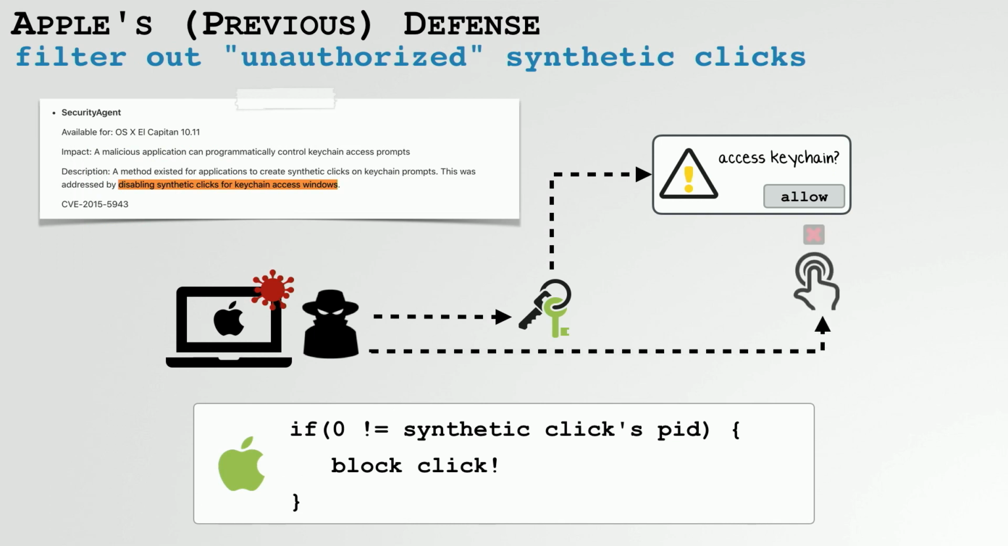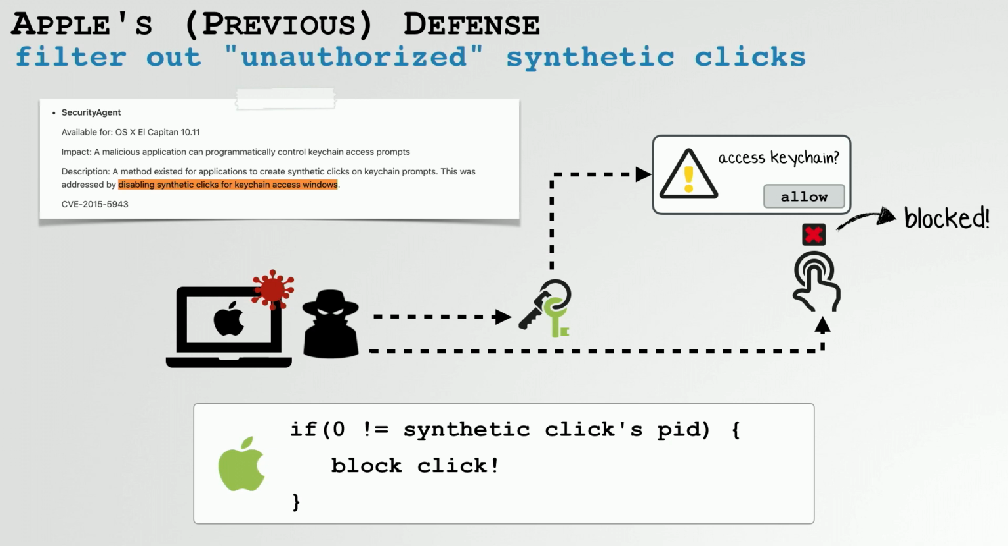Now, Apple obviously had to do something about these attacks, and good news, they did. Their first attempt was to instruct the system to filter out, or ignore, unauthorized synthetic clicks. So now, if a random program tries to generate a synthetic or programmatic mouse click, say to a keychain access prompt, macOS will detect that this mouse click is not coming from the user. Instead, it's been programmatically generated and will ignore this.